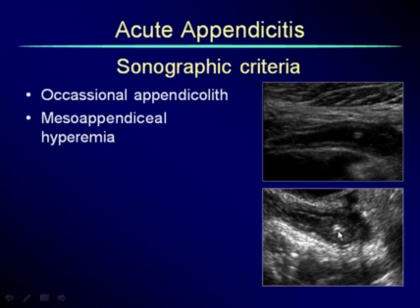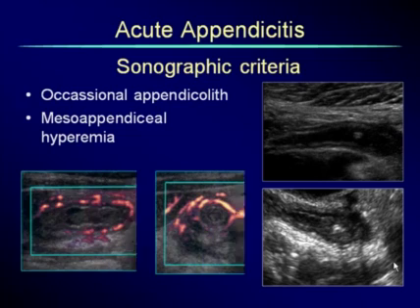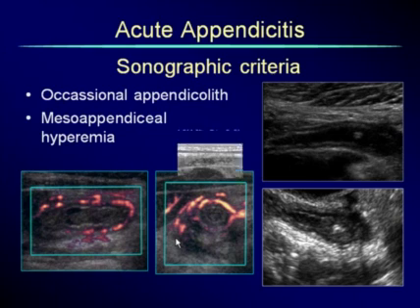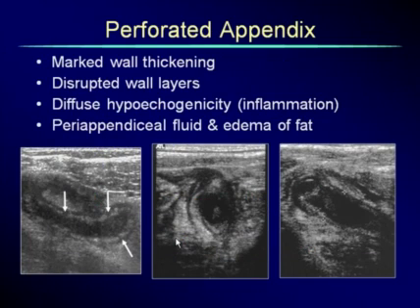We also want to look around at the fat to look for brightness of the fat and hyperemia. Hyperemia within the wall and also hyperemia of the fat surrounding the appendix. It is not always helpful to see hyperemia within the wall. It is much more likely to see hyperemia within the surrounding fat.